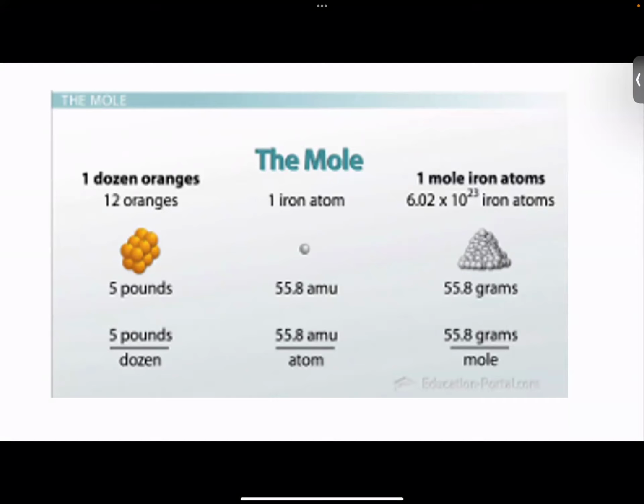Now, if we're talking about 55.8 grams, which is 6.022 times 10 to the 23rd, which is a mole, that means 55.8 grams per mole. That, folks, is called the molar mass, because it contains both mole and mass.